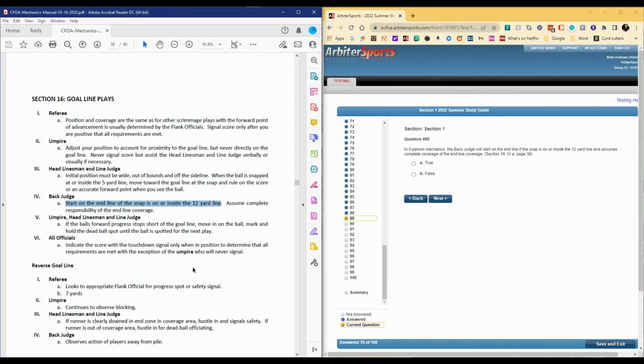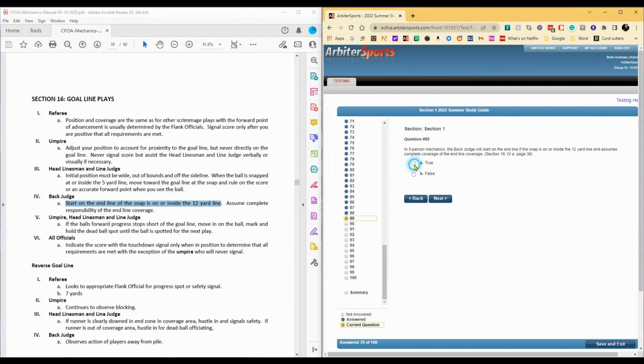Again, this is not written in stone. I know a lot of crews where the back judge gives up the goal line at the 15 or sometimes the 16, 17. So, this is a crew decision. But by the mechanics book, this is true.